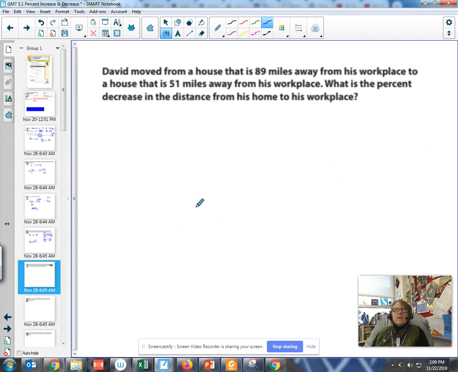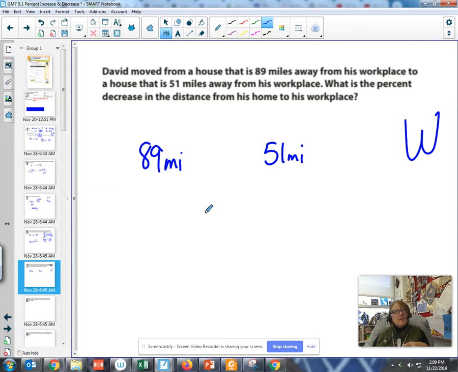Okay, let's keep going. David moved from a house that is 89 miles away from his workplace. So that's my start, to a house, and here's work, let's say. And now he's only 51 miles away. That's still a horrible commute. Wow, I'm not going to complain over my 3 miles. Goodness sakes. All right, so here's my start, my original, and my ending, or my final. So this is a decrease. I'm going from 89 to 51.